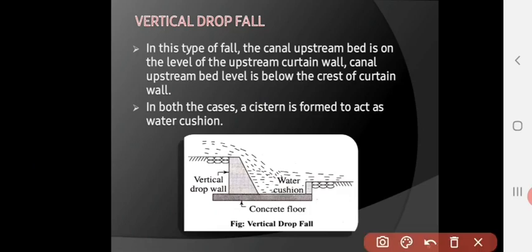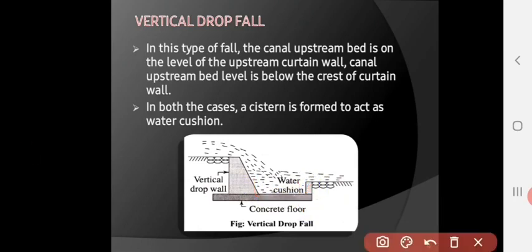Right? So in this case the water directly falls on this concrete floor, which may erode. This falling water may erode the bed, or we can say the concrete floor. So to eliminate this effect, a curtain wall is provided. This creates a box type structure.